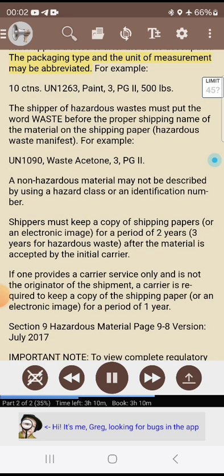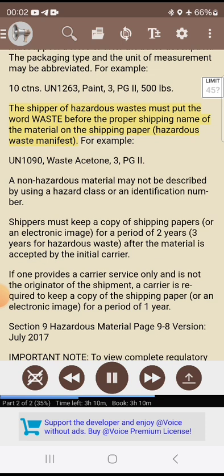The packaging type and the unit of measurement may be abbreviated. For example, 10 CTNS, UN 1263, paint, 3, PG2, 500 pounds. The shipper of hazardous wastes must put the word waste before the proper shipping name of the material on the shipping paper, Hazardous Waste Manifest. For example, UN 1090, waste acetone, 3, PG2. A non-hazardous material may not be described by using a hazard class or an identification number.